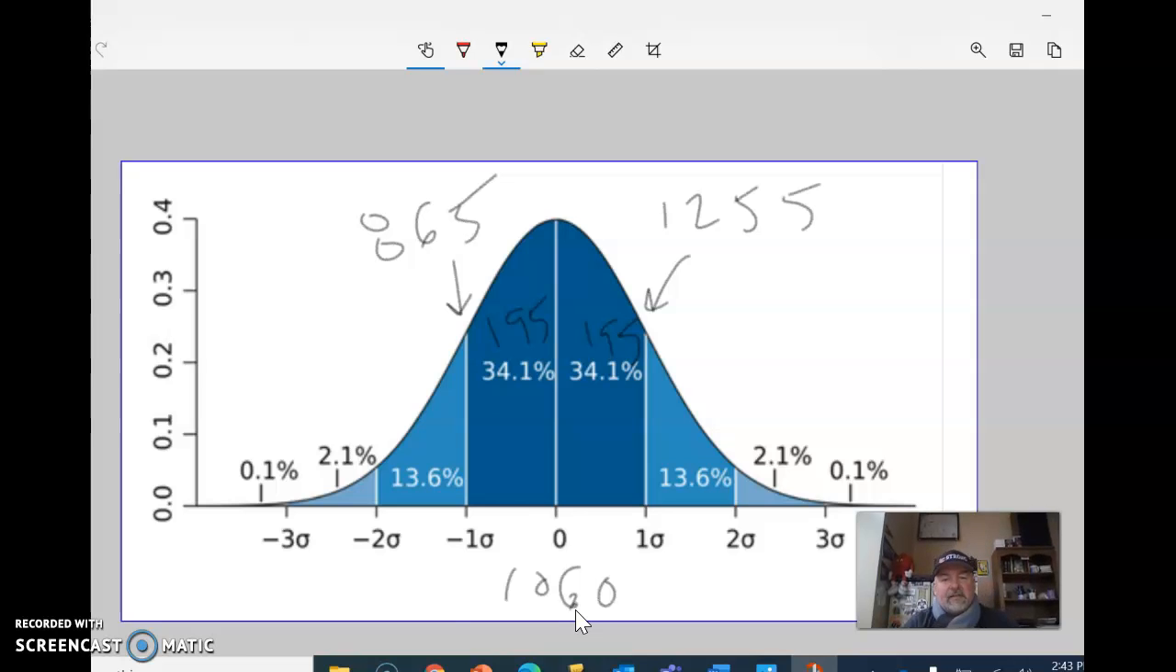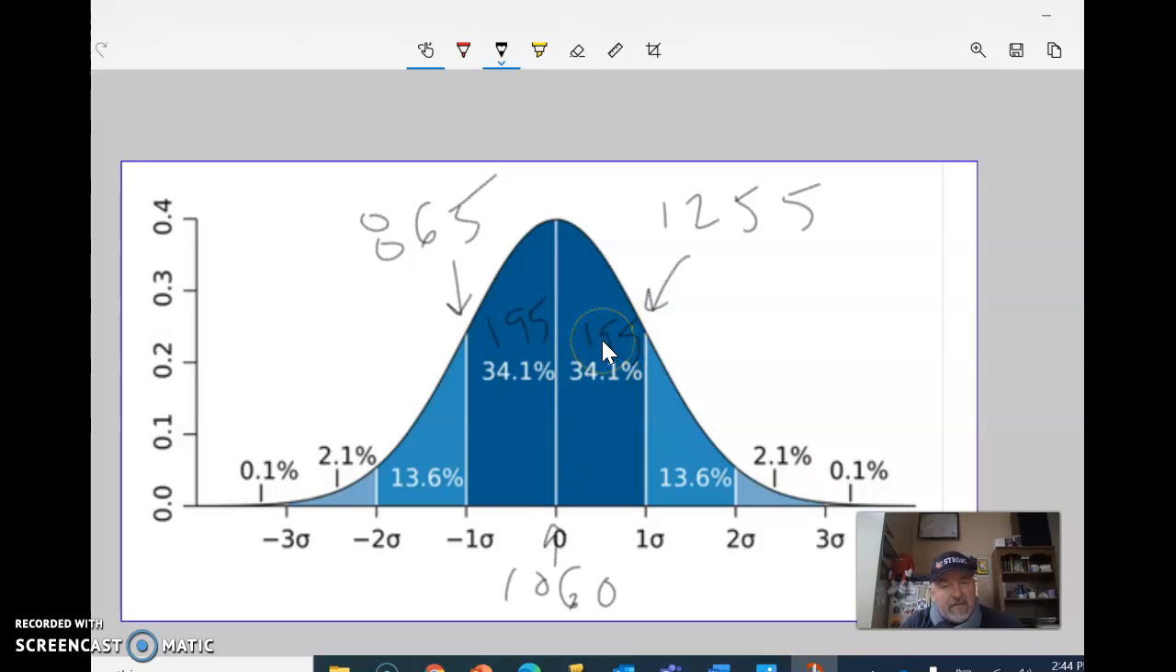So what does that tell us? If the mean is 1060, right here, and our standard deviation is 195, that would mean that this number right here is 865. This number right here is 1255. And what that means is 68.2% of all SAT scores are between 865 and 1255. Okay?